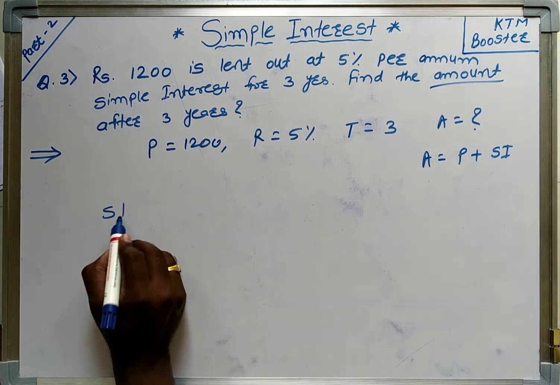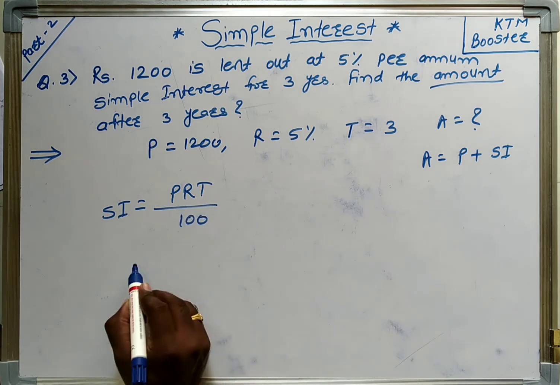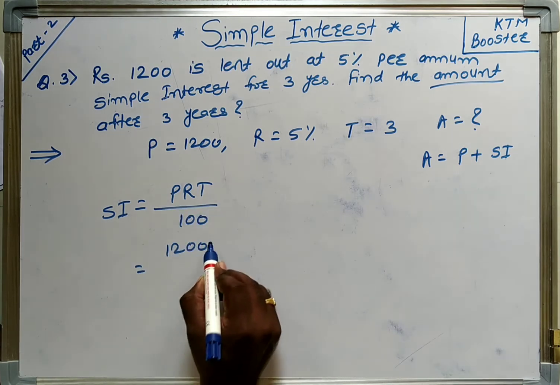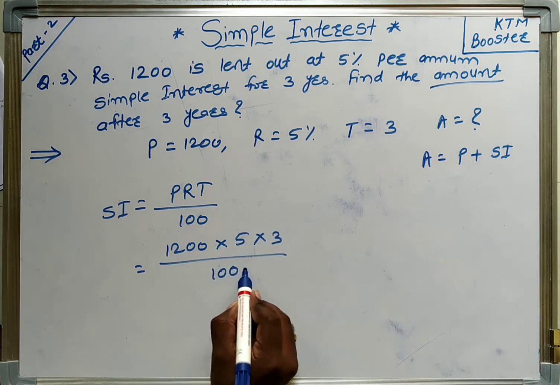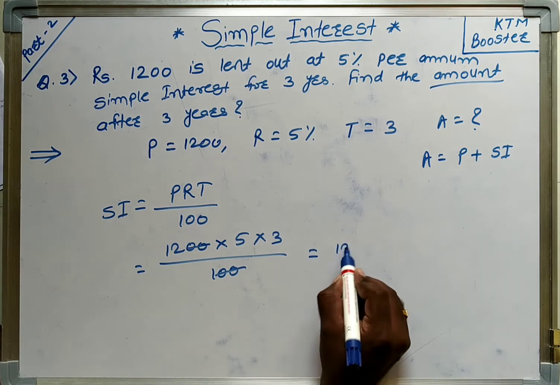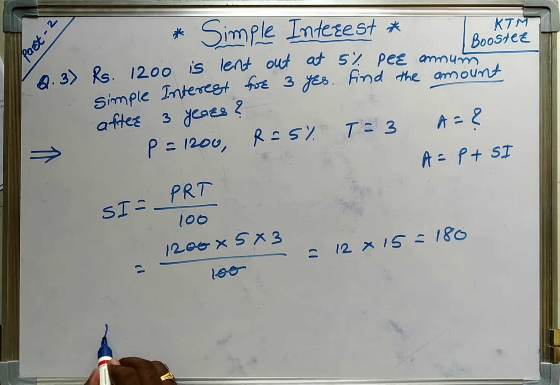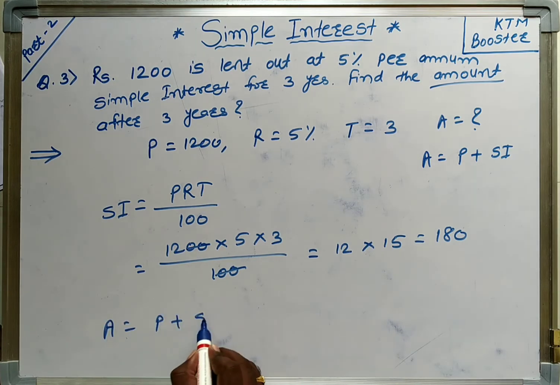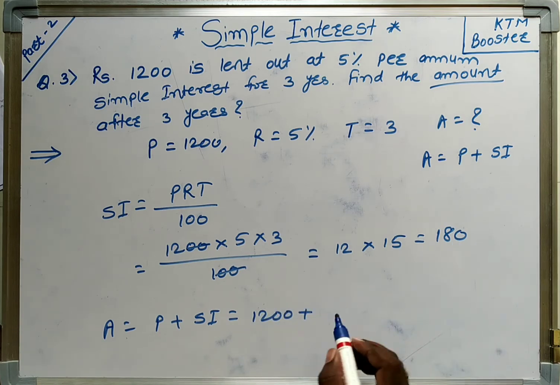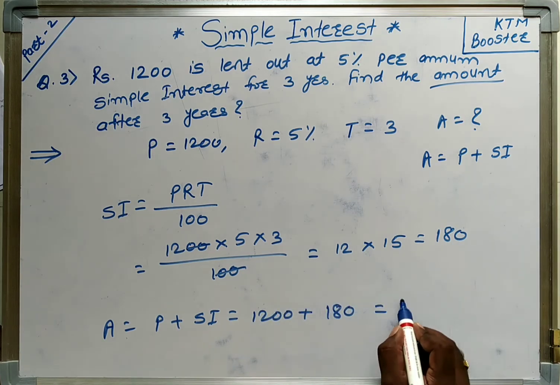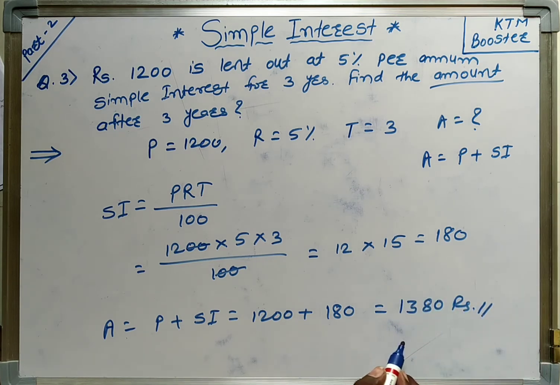So first of all we will calculate SI by using the formula PRT upon 100. What is P? 1200. What is R? 5. What is T? 3, divided by 100. 20 will be cancelled. 12 into 15 will be 180. So amount equals P plus SI, that is P is 1200 and SI is 180. So 1380 rupees will be our amount.